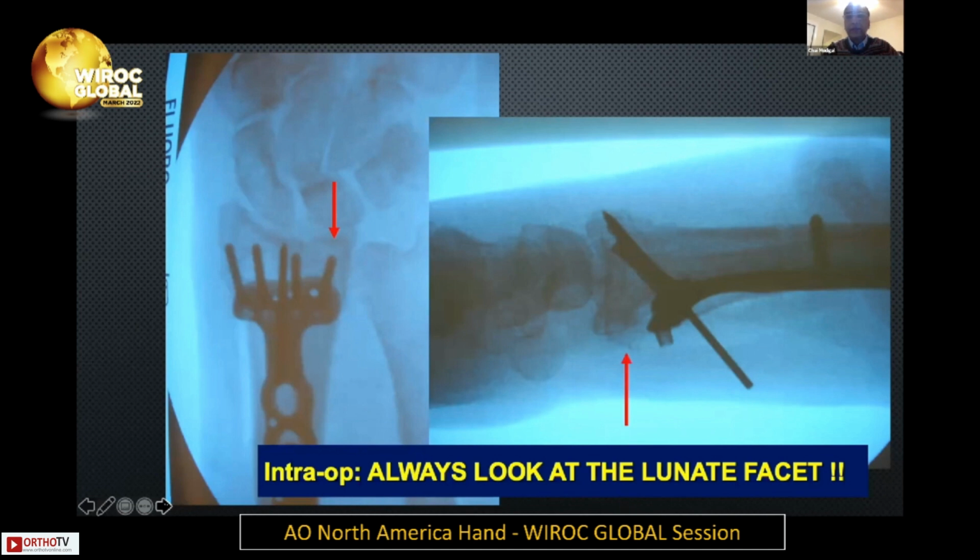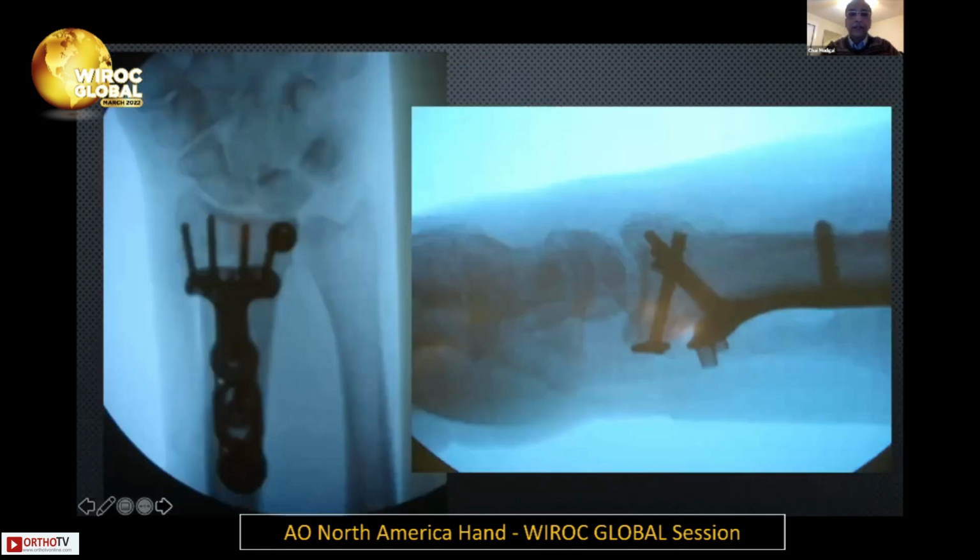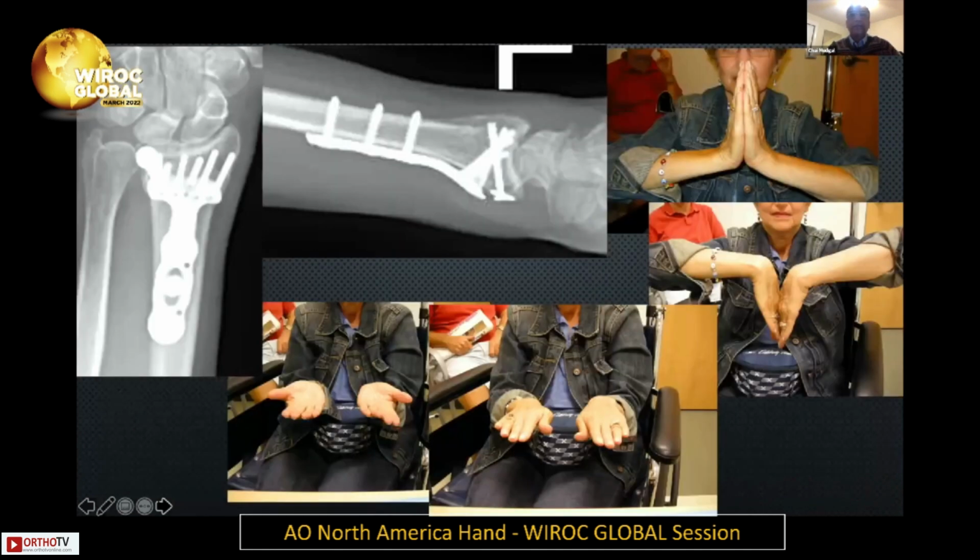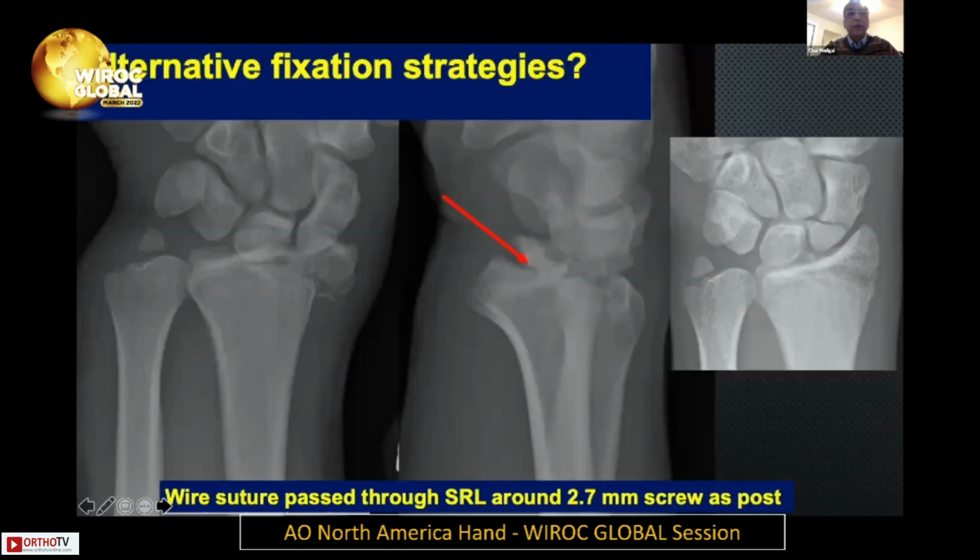You can see a separate shadow, and that was the displaced volar lunate facet. So this was a relatively easy fix. I used a one-hole plate with a cannulated screw with a washer, restoring that important fragment. And there she is at about 1 year. So these are the common fixation techniques, but can you use alternative techniques?